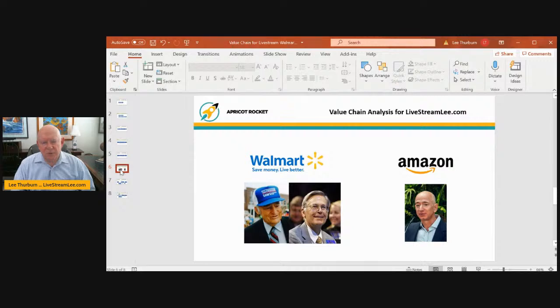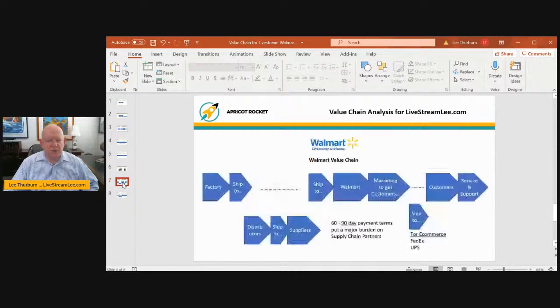Amazon is a little different story. So what we're going to do is kind of explode the Walmart value chain and talk about what they've done. Then we're going to look at the Amazon value chain and what they've done. And I'm going to share a couple of interesting tidbits of information about these two that I think are illustrative. So first of all, let's look at what Sam Walton and his brother Jim Walton did.